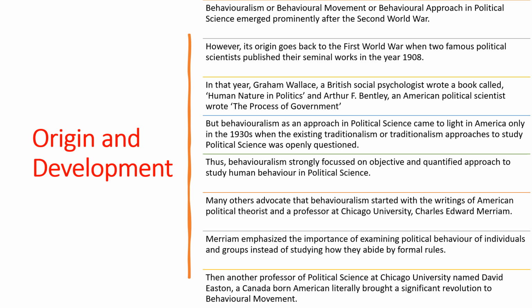Behavioralism or behavioral movement or behavioral approach in political science emerged prominently after the Second World War. However, its origin goes back to the First World War, when two famous political scientists published their seminal works in the year 1908. In that year, Graham Wallas, a British social psychologist, wrote a book called Human Nature in Politics, and Arthur F. Bentley, an American political scientist, wrote The Process of Government.